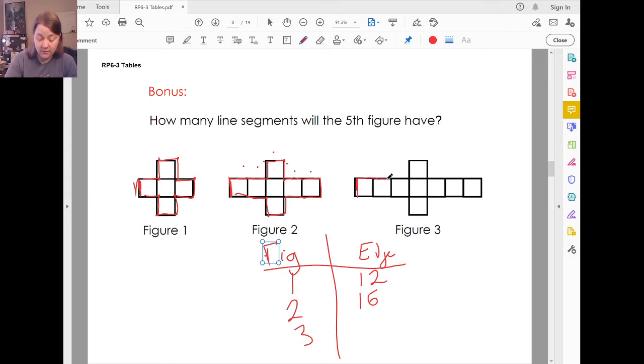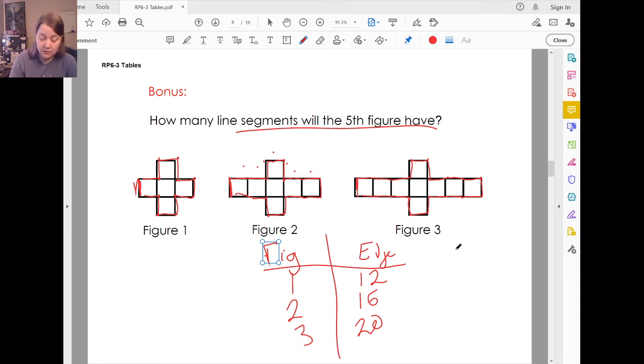Figure 3, let's take a look. 1, 2, 3, 4, 5, 6, 7, 8, 9, 10, 11, 12, 13, 14, 15, 16, 17, 18, 19, 20. So they're asking, how many line segments will the 5th figure have?